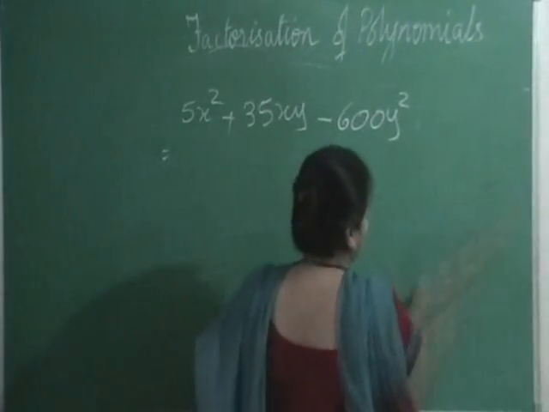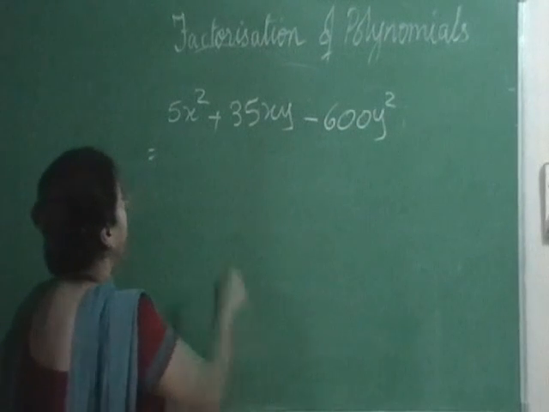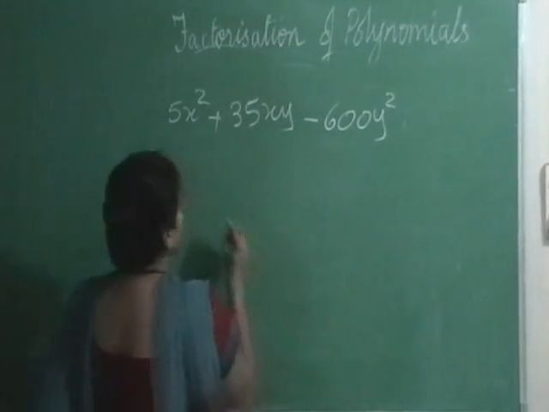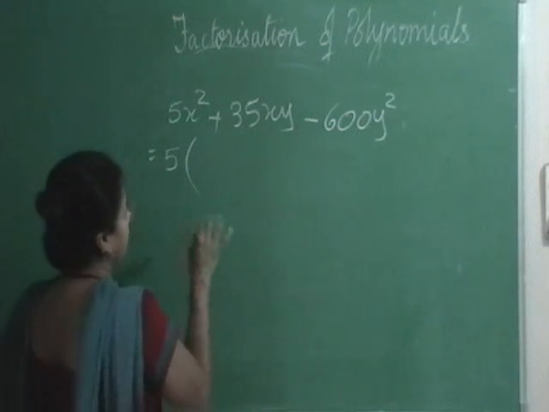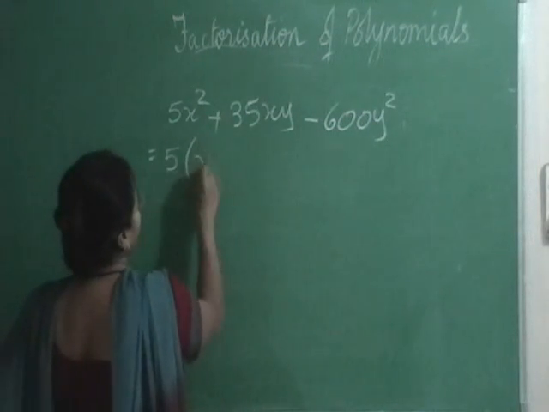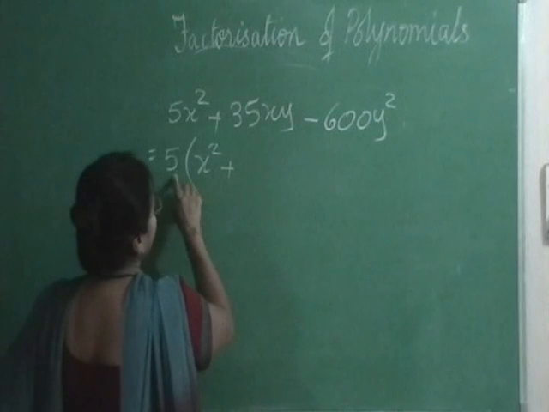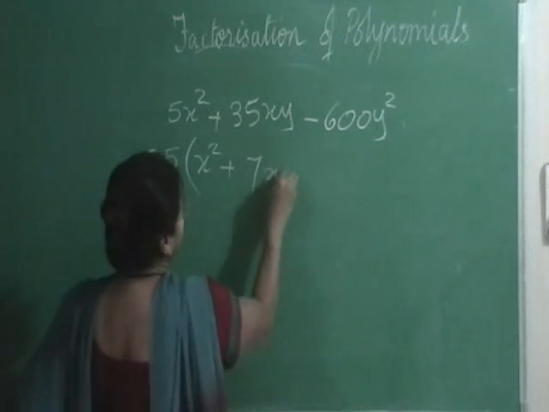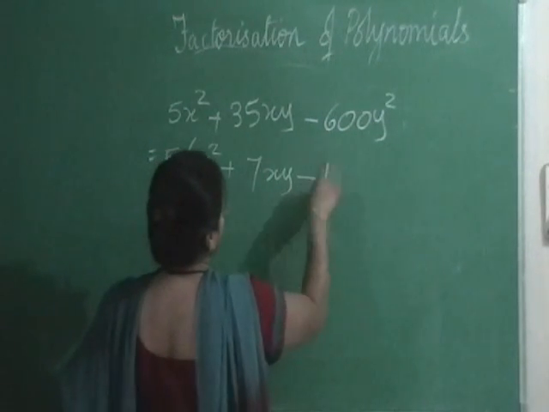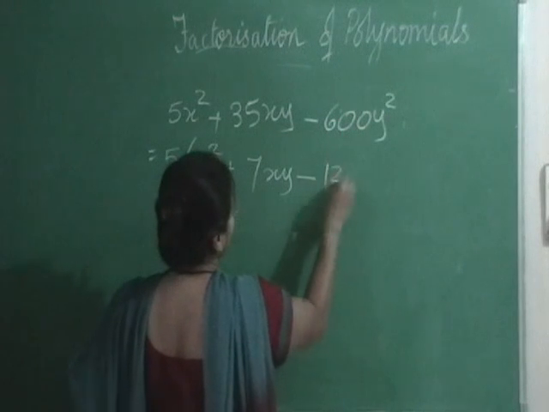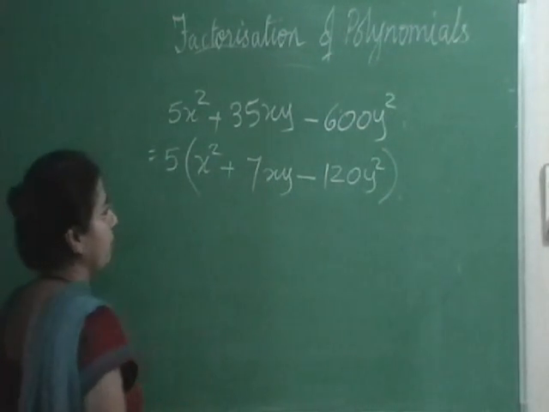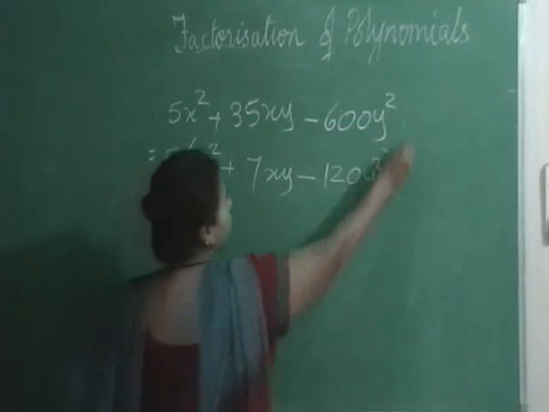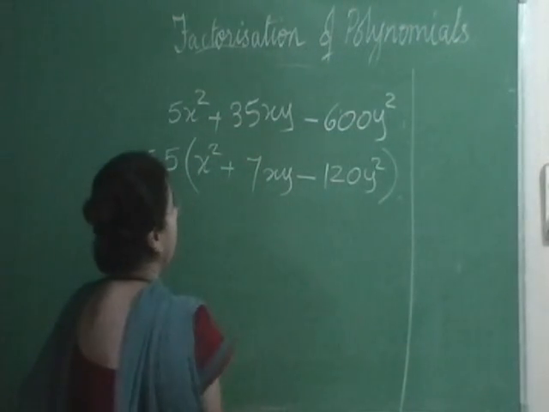There is one more small step over here. Since the number is very big, observe the question properly. Can you see something common in all three? I can remove 5 outside and the expression will become a little simple. 5 into x square plus 5 7s are 35xy minus 5 1s are 5, 5 2s are 10, 0 0 and y square. So I have taken 5 common outside. Now we will simply factorize this polynomial over here.